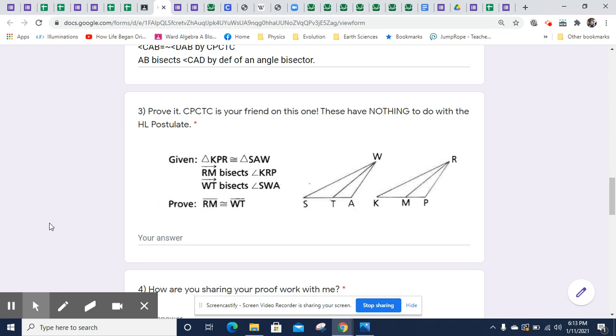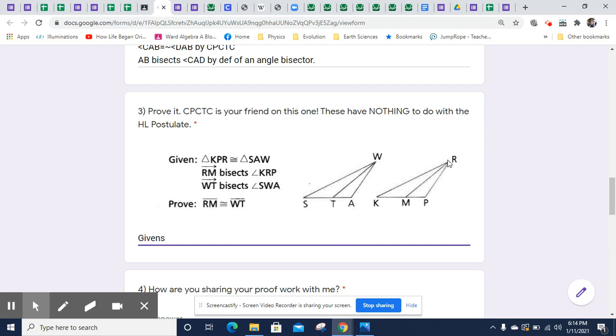Okay, then the last one on the do now, proving that RM, okay, RM here is congruent to WT. Okay, so we know that triangle KPR is congruent to triangle SAW. Okay, that's something we've been given. We know that RM bisects, let's see, RM bisects KRP. We know that WT bisects SWA. So, okay, let's deal with the givens.